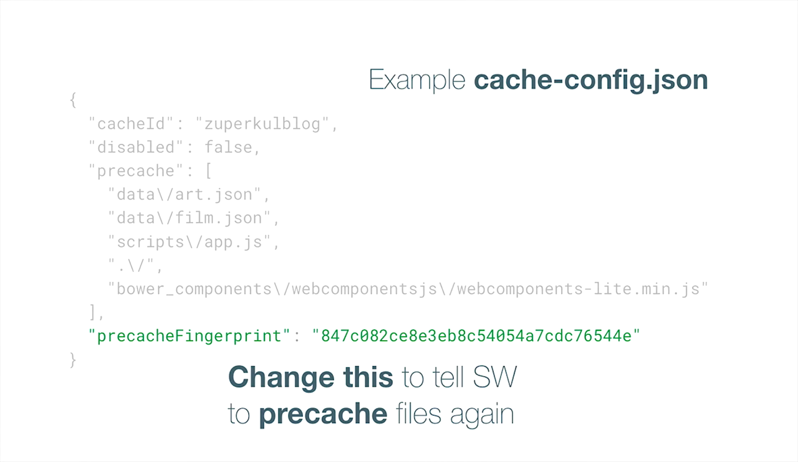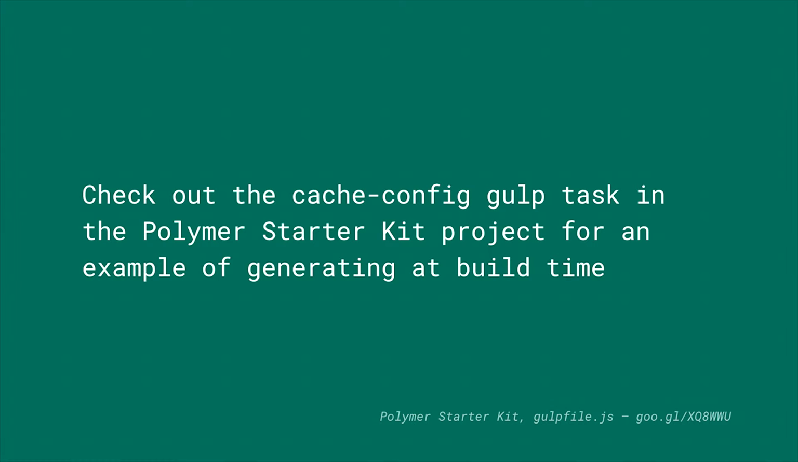Now, in this case, the pre-cache fingerprint is just a hash that I generated. If you're curious how to do that at build time, you can check out our Polymer Starter Kit project. We actually have a little cache config task in the gulp file for it there. I can go and check out that task. It'll actually generate that whole file for you, including the fingerprint, just at build time, so you don't have to manage it yourself by hand.